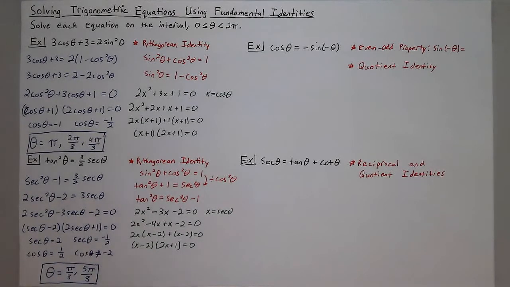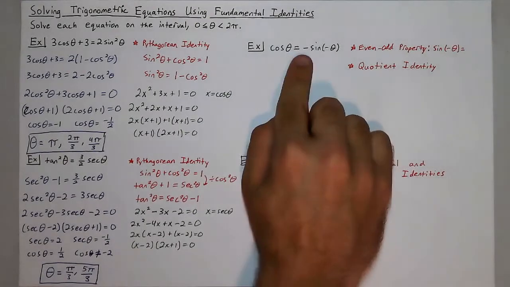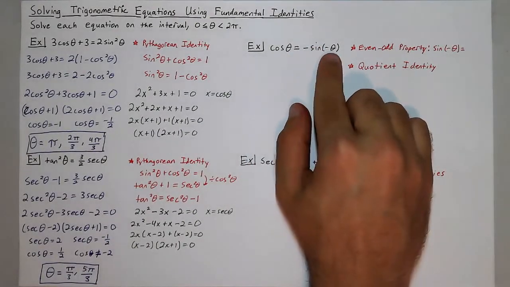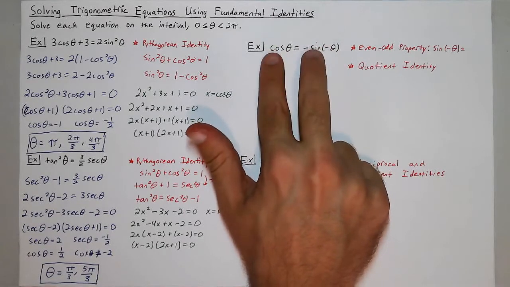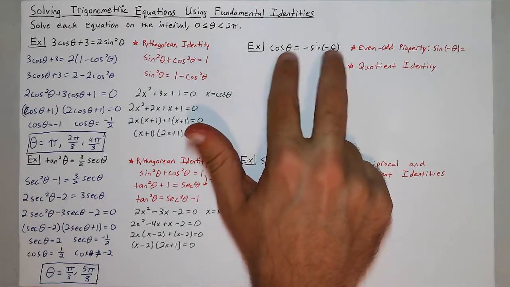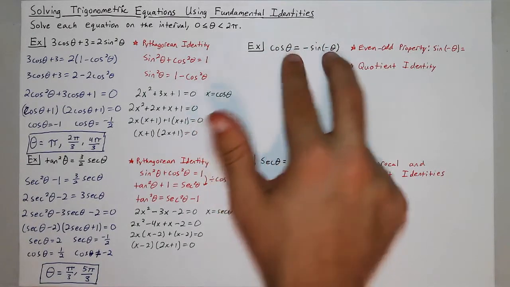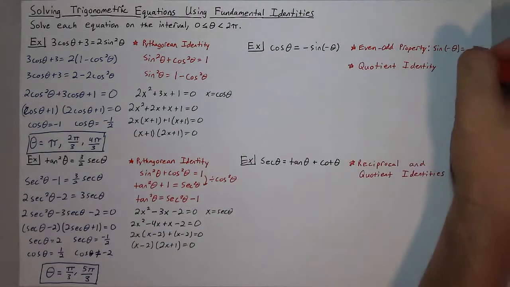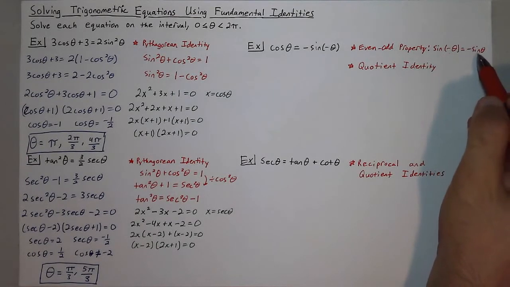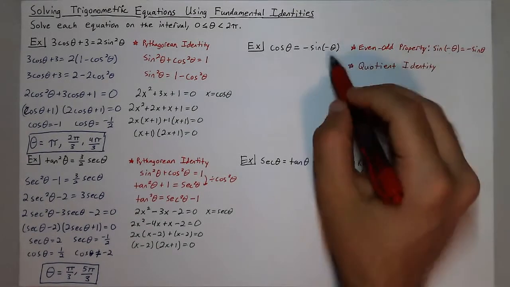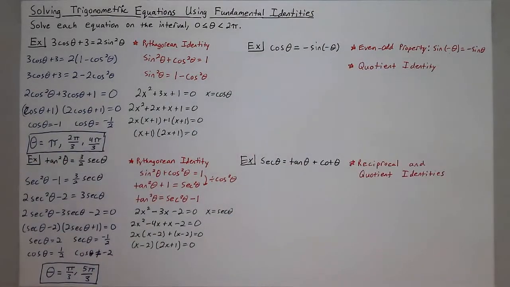Now on the right, I have cosine of theta is equal to negative sine of negative theta. So these are two different angles, which is already a problem, on top of them being two different functions. So if you ever have a negative theta, we can always use that even-odd property to get rid of the negative. And sine of negative theta is equal to negative sine of theta, because it's an odd function. So when that negative comes out, it cancels out with that negative already out in front.